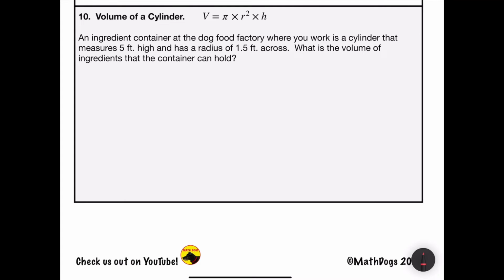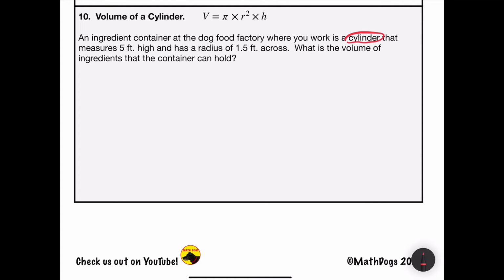Number 10 is the volume of a cylinder. And the formula says volume is equal to pi times the radius squared times the height. In this problem, an ingredient container at the dog food factory where you work is a cylinder that measures 5 feet high and has a radius of 1.5 feet across. What is the volume of ingredients that the container can hold?